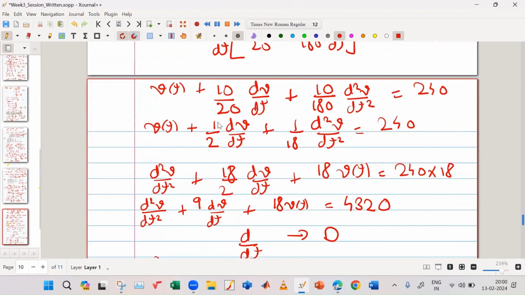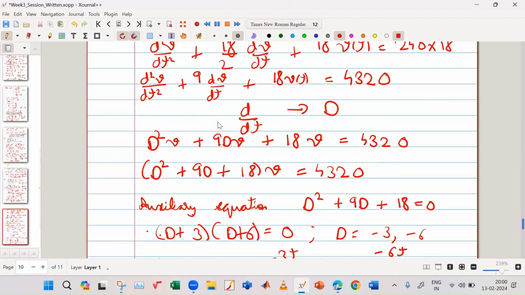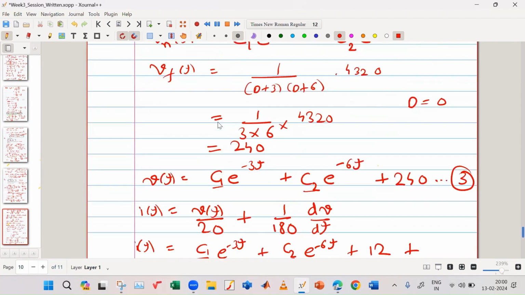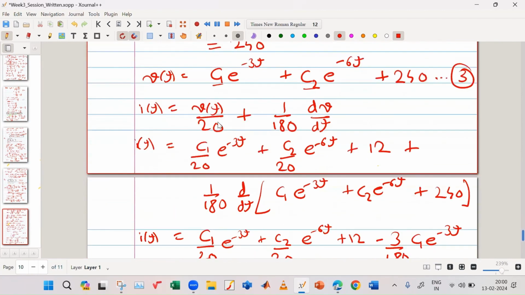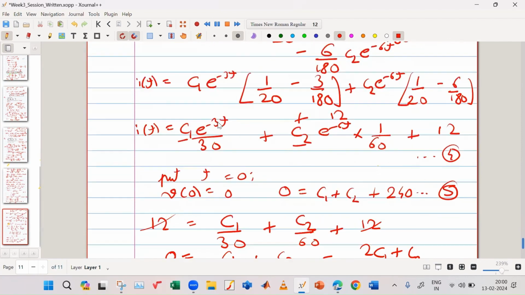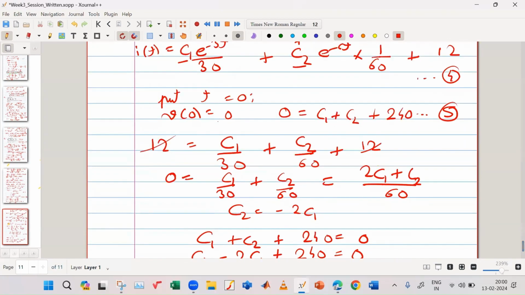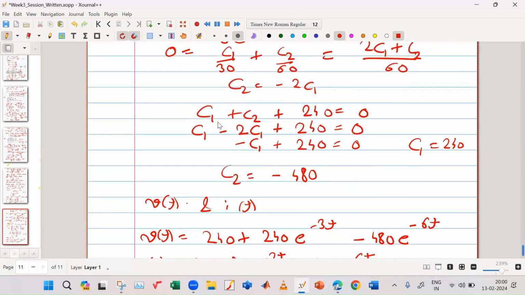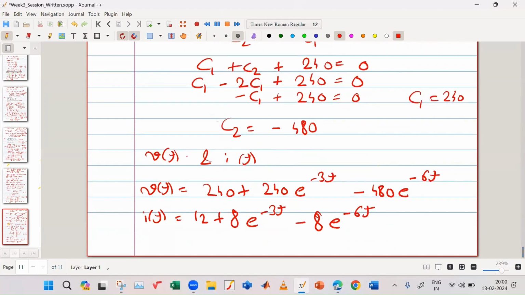And then we did simplification. We solved the differential equations. We got V(t), we got I(t). We applied the initial conditions and got these C1, C2 and all. We found their values and then we finally got these expressions.